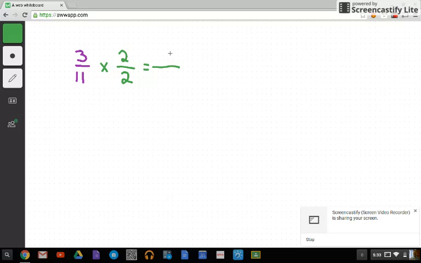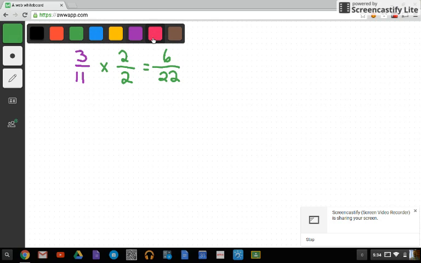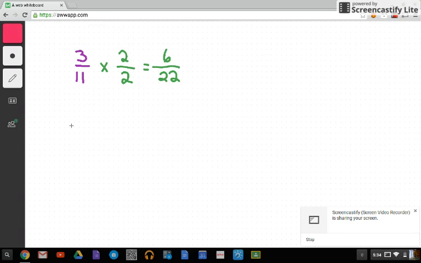So 3 times 2 is 6. And 11 times 2 is 22. So another way of writing 3/11 is to write 6/22. Is the way we would say that. So these are equivalent fractions. Now, since it works one way, it's got to work the other way. In other words, if it works with multiplication, it's got to work with division too.